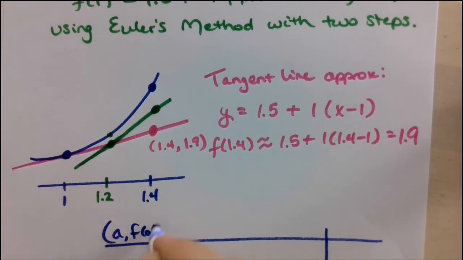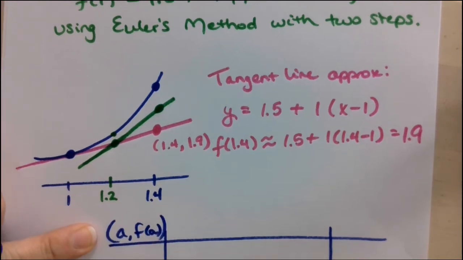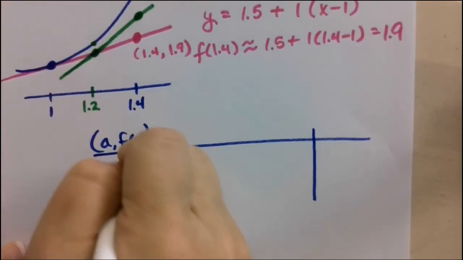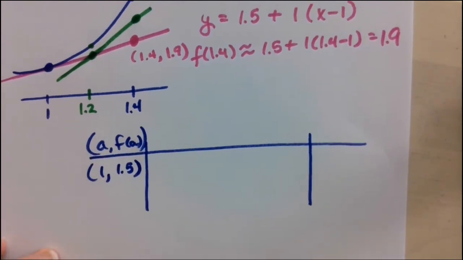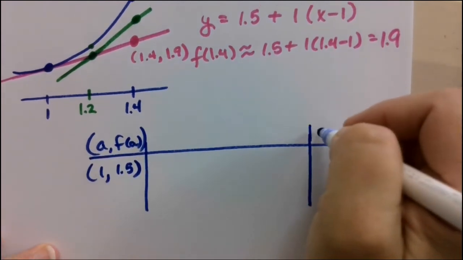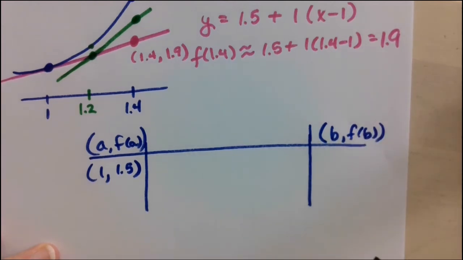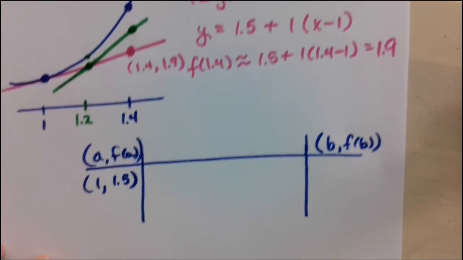And we're going to start with f of a, which is going to be the point that we're given, this point here, (1, 1.5). I'm going to do my tangent line approximation and I'm going to end up with a new point called B, f of B. But then that point is going to become my new A, f of A, and we're going to do the tangent line again and find our final point.